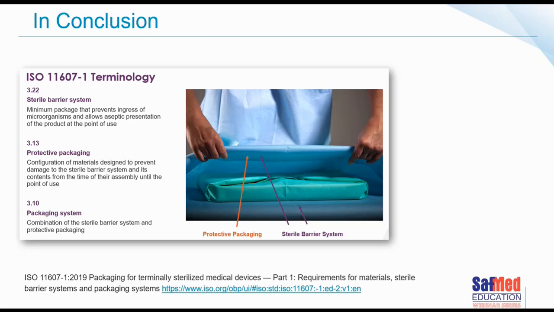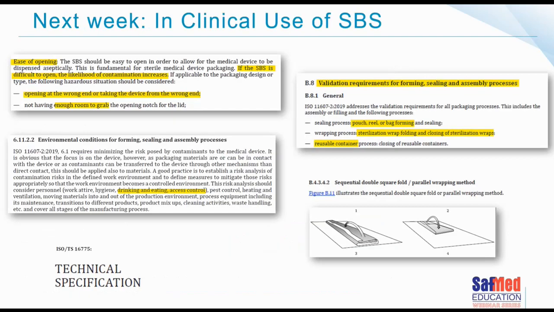In webinar 3 and 4, we'll talk more about this terminology: what is a packaging system, what is protective packaging, what do the two layers together do, how do they help us. We'll also look a little bit more at ISO 16775, a really interesting standard that talks about how we are meant to be using our sterile barrier systems in the clinical environment. The different methods of folding when we wrap. How do we create the tortuous path when we're wrapping? Are we wrapping correctly? The validation requirements. How do we validate that something seals properly once we've assembled it? How do we know that our method is correct, and how do we test that?